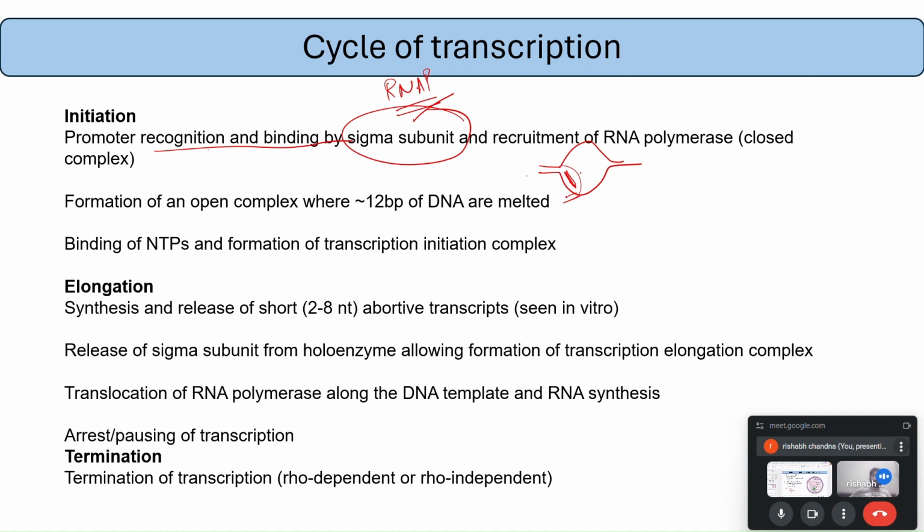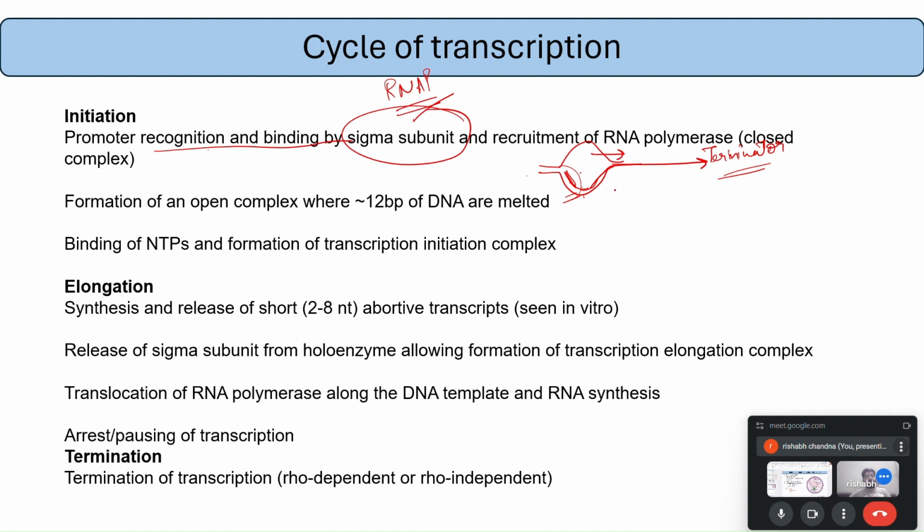Then comes the process of elongation. This particular RNA chain is moved along till the terminator. So the NTPs are joined, and this transcription bubble moves along the gene, till the terminator is reached.